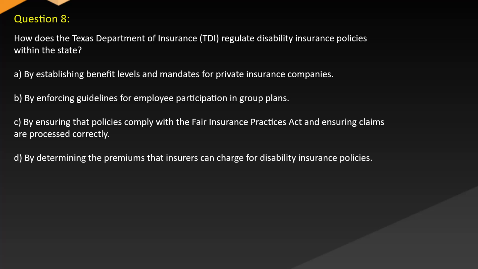Question 8. How does the Texas Department of Insurance (TDI) regulate disability insurance policies within the state? A. By establishing benefit levels and mandates for private insurance companies. B. By enforcing guidelines for employee participation in group plans. C. By ensuring that policies comply with the Fair Insurance Practices Act and ensuring claims are processed correctly. D. By determining the premiums that insurers can charge for disability insurance policies.